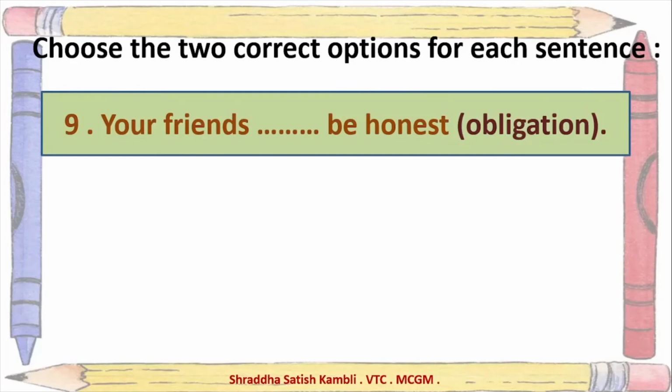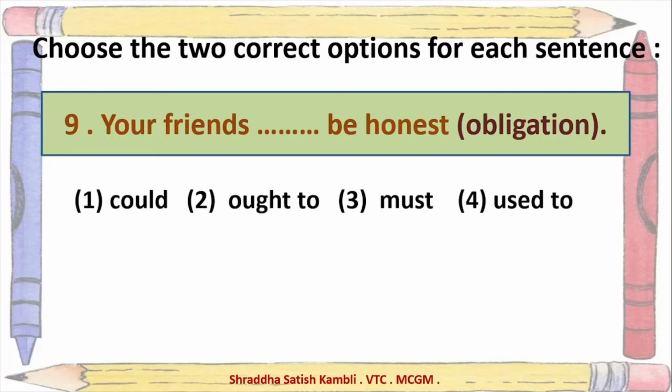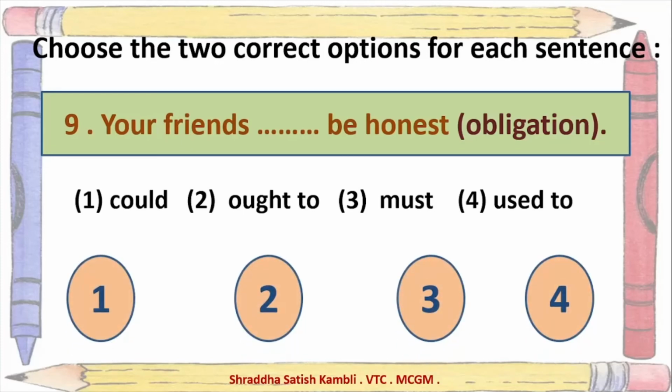Your friends dash be honest. Now here it is an obligation, that is, there is something which is not a choice as far as your friends are concerned. So it is a quality that you feel is not an option, it is an obligation in your friends. So your friends could be honest, your friends ought to be honest, your friends must be honest, or used to honest. So which one is the correct one? It's an obligation. Remember, this quality of honesty is an obligation here.